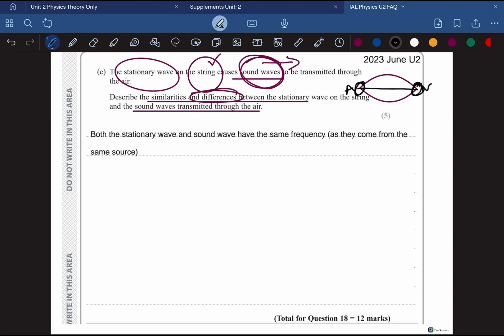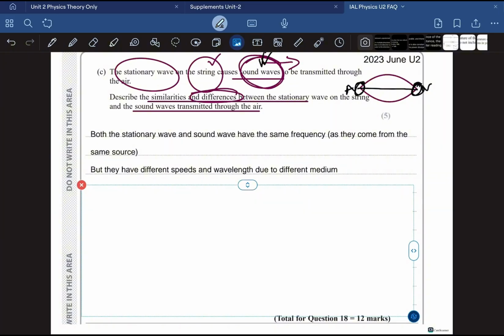The wavelength of the longitudinal wave, which is the sound wave, changes depending on the medium, but the wavelength of the stationary wave is constant. So we can say the speed and the wavelength of the stationary wave and sound wave are different.